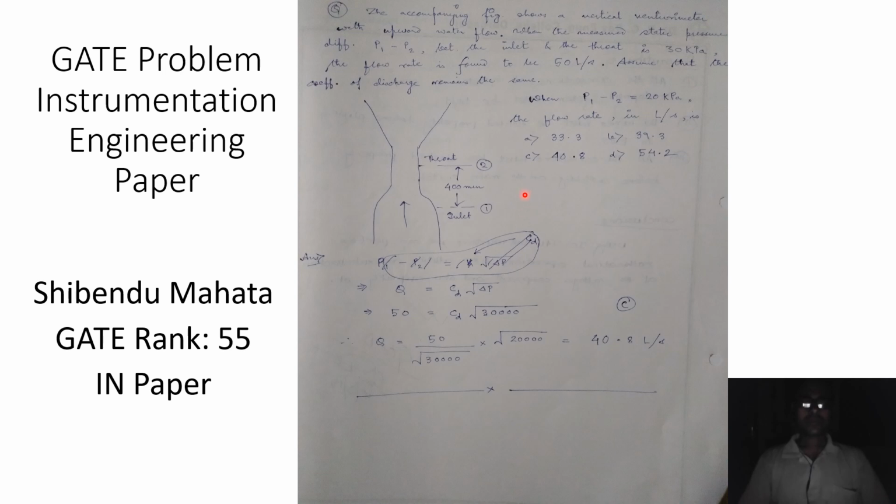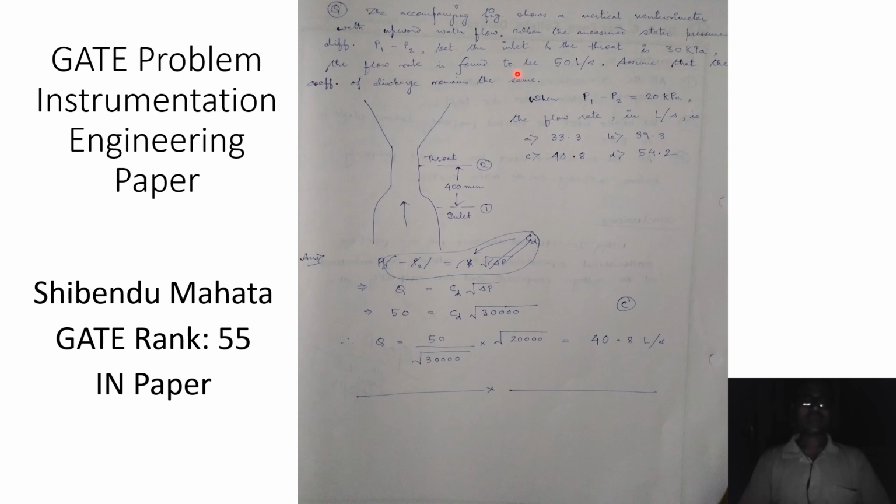So the idea is very simple. For a question like this, all we have to do is to remember that the volumetric flow rate is directly proportional to the square root of delta P, where delta P is equal to P1 minus P2, and the equality is given by the coefficient of discharge factor. Therefore, Q becomes equal to C sub D times square root of delta P.